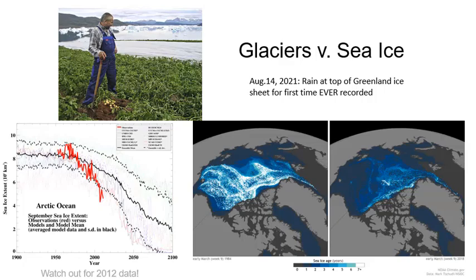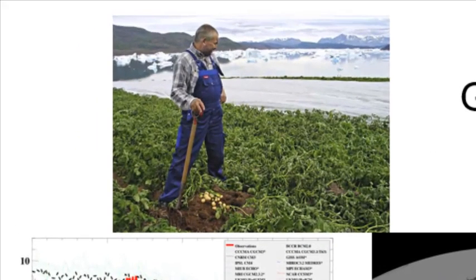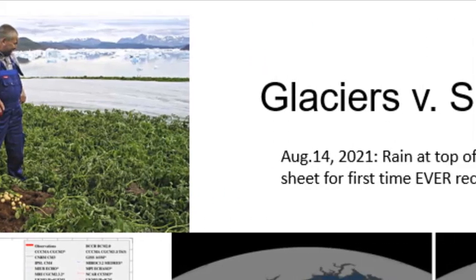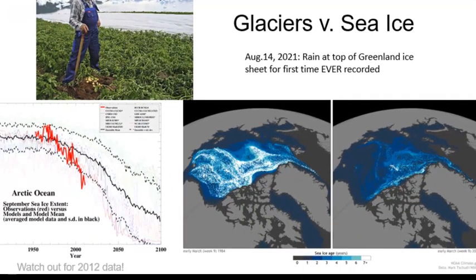If you live on Greenland, there are some positives. People living there are farming for the first time. Recently, rain was recorded for the first time ever in over 100 years of records at the top of the Greenland ice sheet.